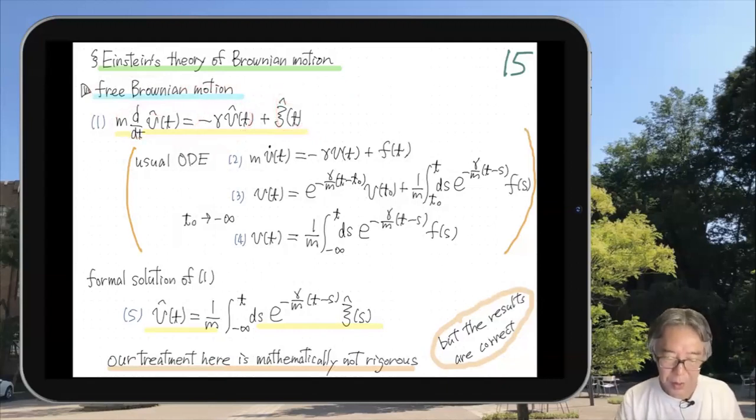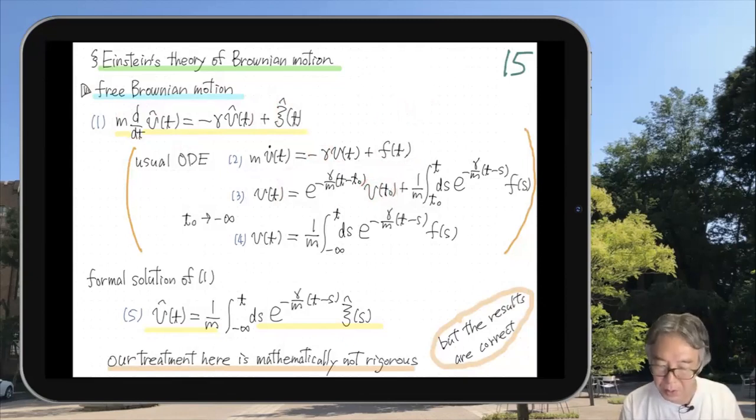Okay, so now let's recall that in a usual ordinary differential equation like this, where f(t) is some arbitrary fixed function, you can easily write down the general solution, which is this. And t naught is the time at which you give the initial condition, and this v(t naught) is the initial value. And you see that in this case with damping, gamma is positive. Okay, when gamma is positive, the system quickly forgets its initial condition.